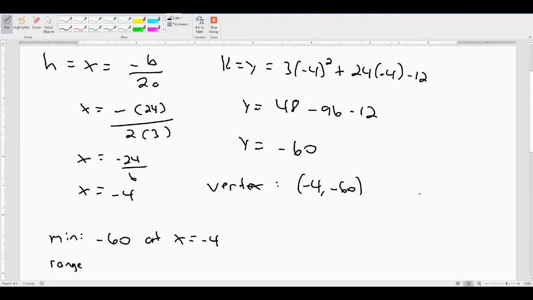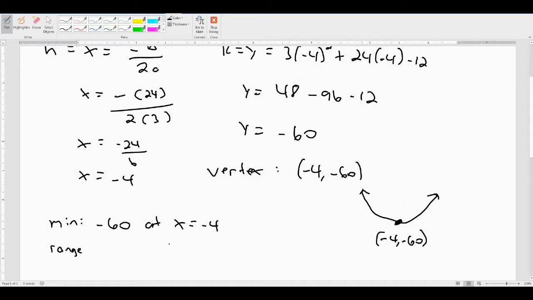And then for the range, let's just go ahead and draw a generic graph. So to find the range, what's the lowest y value? The lowest y value, because range is y values, is negative 60. And what's the highest? Well, it goes up forever. That's infinity. Infinity you can't include, so it's parentheses. Negative 60 you can. Bracket.